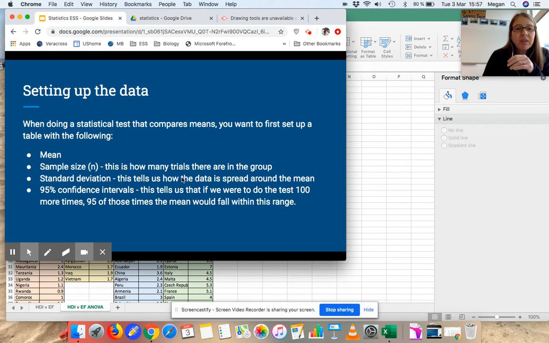The 95% confidence intervals are going to be important to be able to tell us which groups are and aren't statistically different from each other when we do this ANOVA. And what that is telling us is that if you were to take these measurements 100 more times, well, 95 of those times, the mean that you are calculating would probably fall within that range, okay?